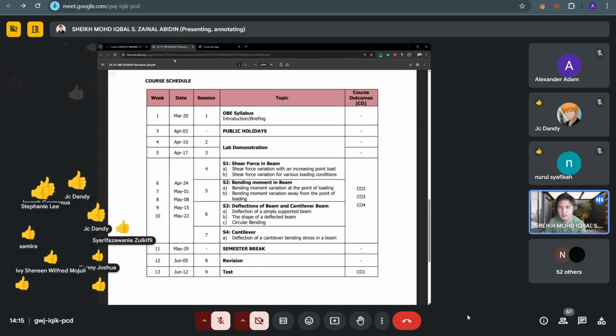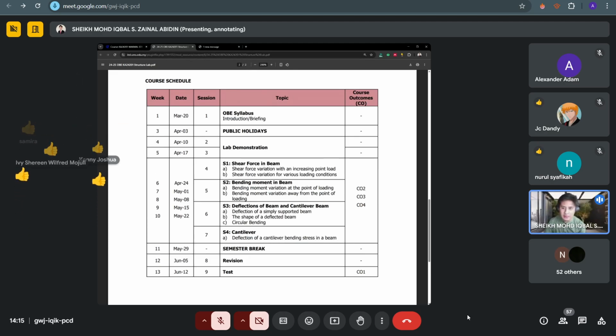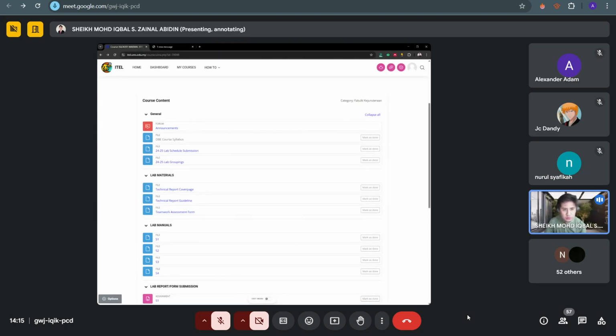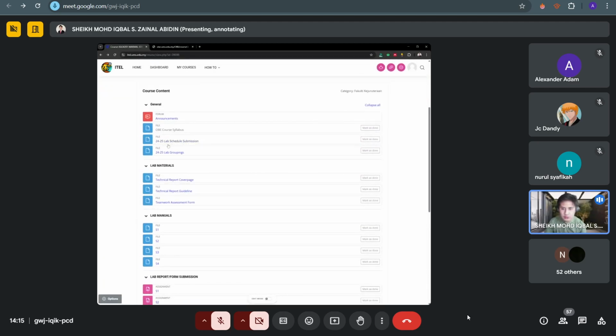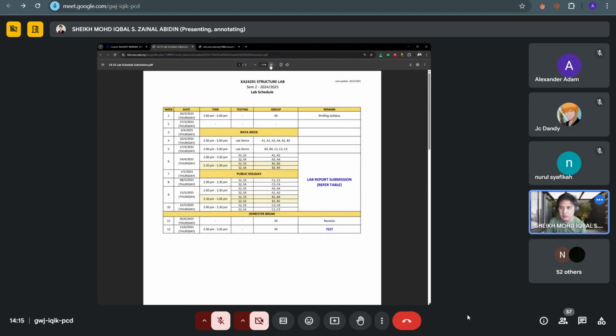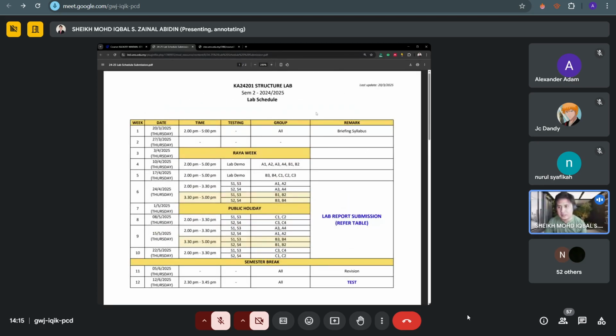So this is the course schedule for our lab session, all right? But this is just a general one. So we don't refer to this one for the lab schedule, right? So if you want to look at the detailed lab schedule, go to ITEL, this one here, the 24-25 lab schedule and submission, all right? So this will be our lab schedule for this semester.